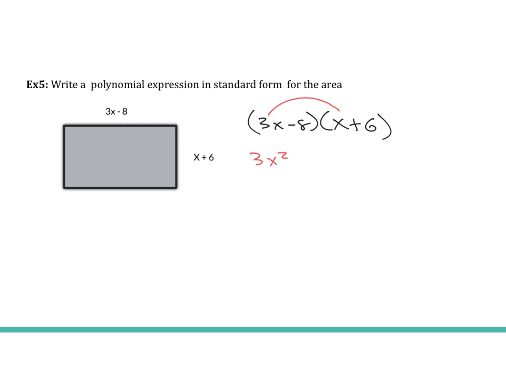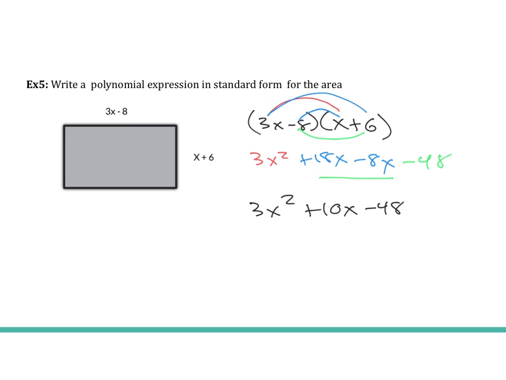And then we have 3x times 6, which would be plus 18x, minus 8 times x, which would be minus 8x. And last but not least, we have negative 8 times 6, which would be minus 48. Our two middle terms both have an x in them, so we can go ahead and combine them, which gives us as our final answer 3x squared plus 10x minus 48. And now we have a trinomial that represents the area of our rectangle.